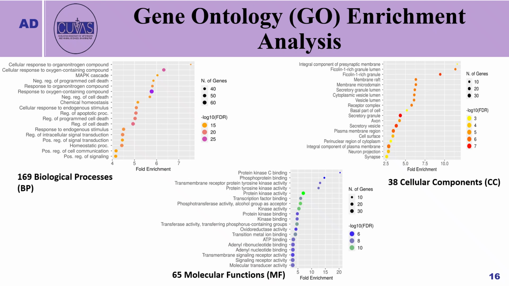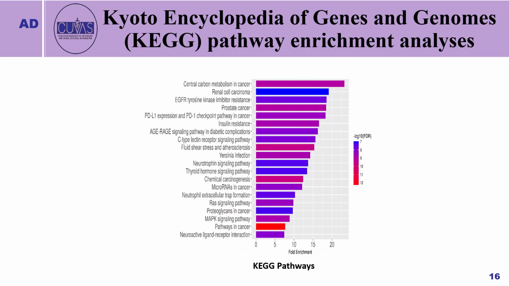We performed the gene ontology enrichment analysis, and in this, 169 biological processes, 36 cellular components, and 65 molecular functions were involved. KEGG pathway enrichment analysis was also done, and these are all the possible pathways that may be involved in neuroprotection.